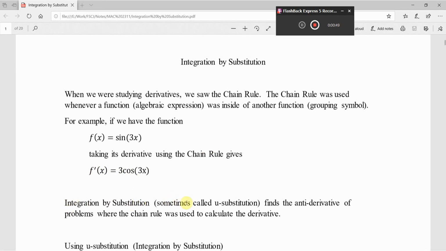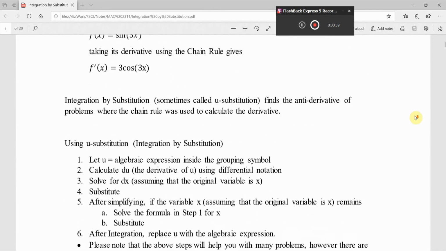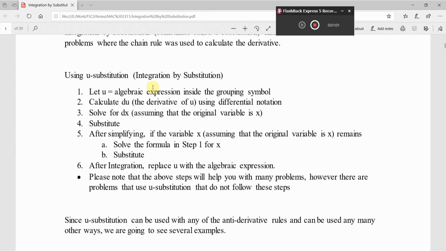Integration by substitution, sometimes called u substitution, finds the antiderivative of problems where the chain rule was used to calculate the derivative. So let's take a look at using the u substitution, the integration by substitution.